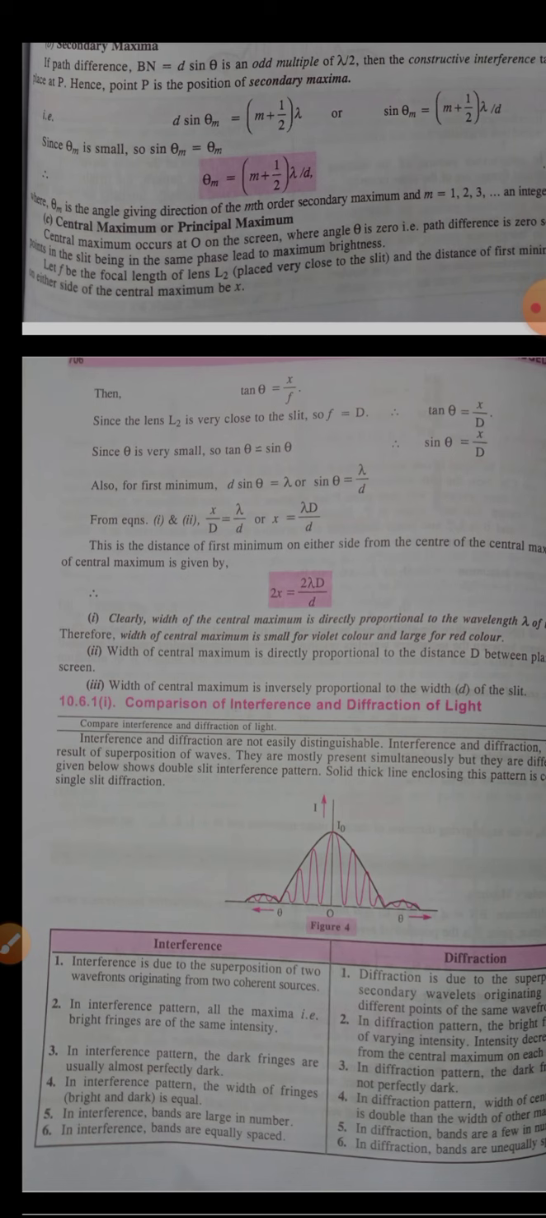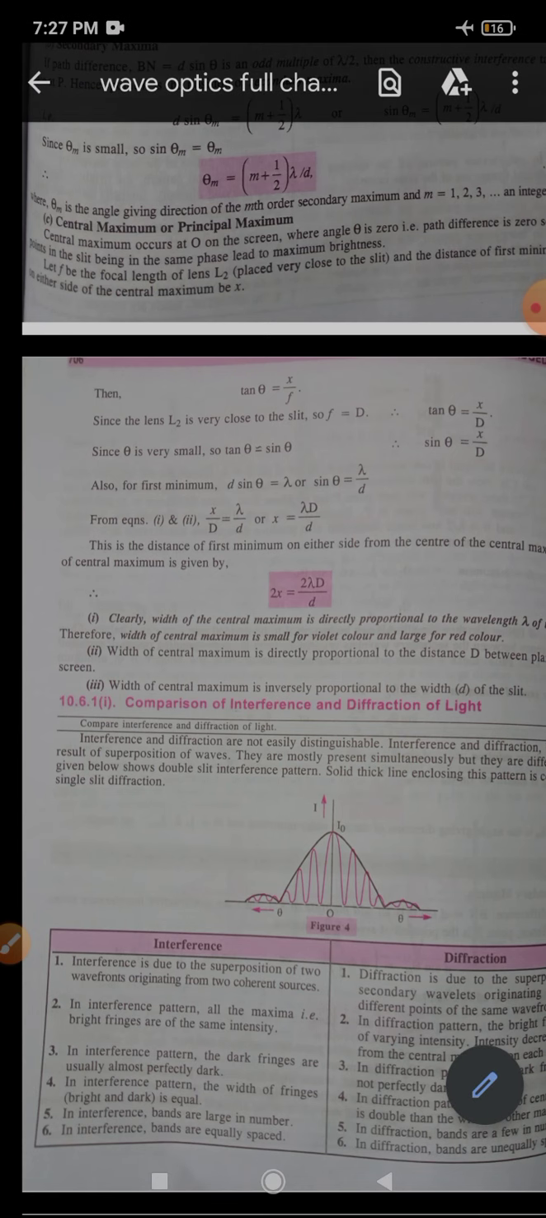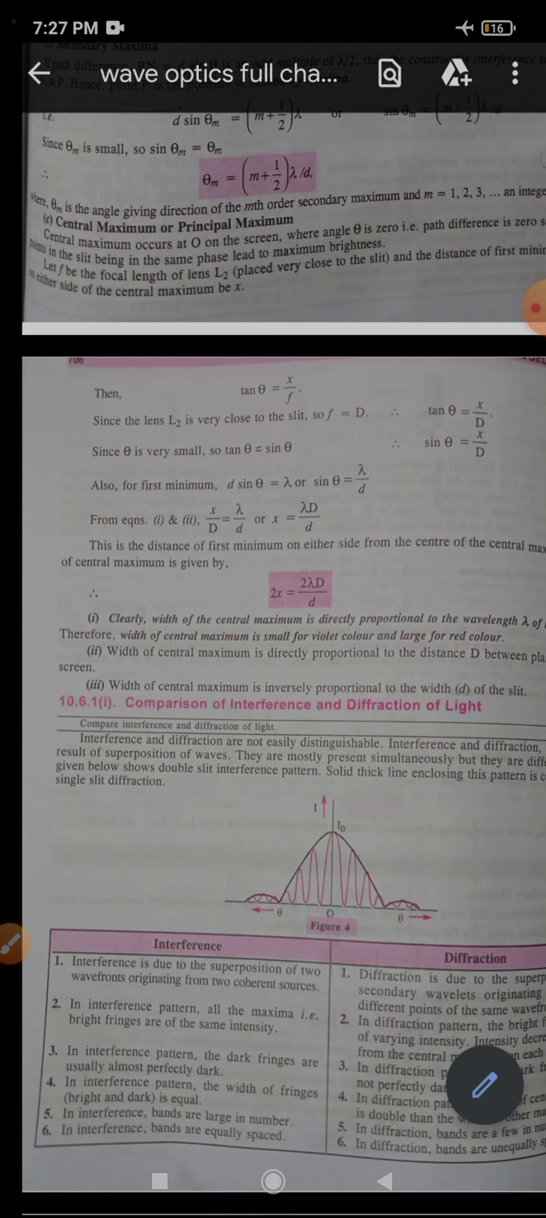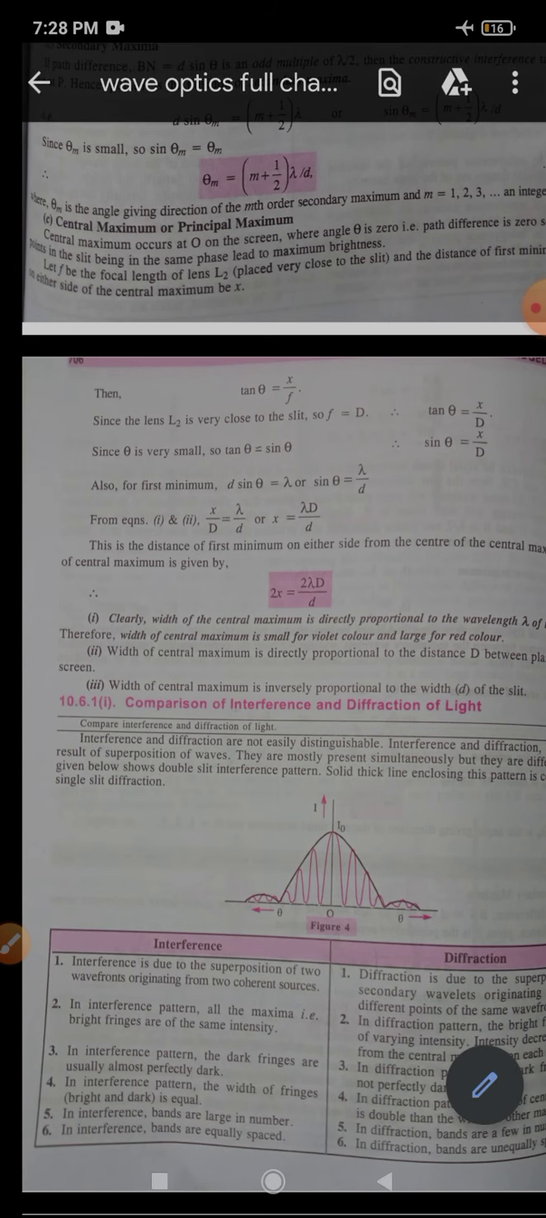Since the lens L2 is very close to the slit, we can take f equal to D. Then we will get tan theta equal to x by D. Since theta is very small, we can take tan theta nearly equal to sin theta. So we have changed tan theta in terms of sin theta. So sin theta is equal to x divided by D. Also, for the first minimum, we had got that d sin theta is equal to lambda, or sin theta is equal to lambda by d.